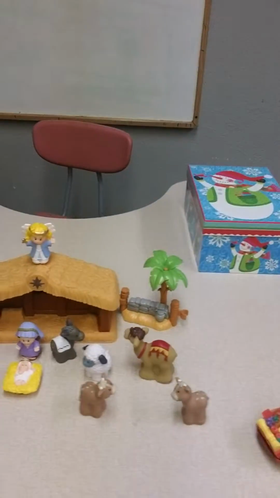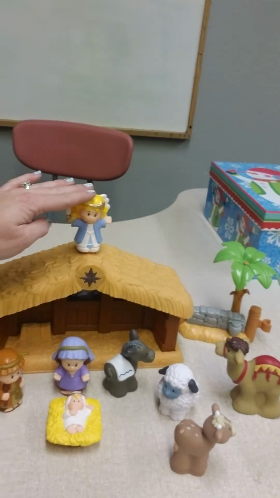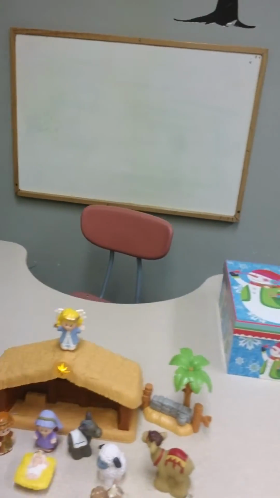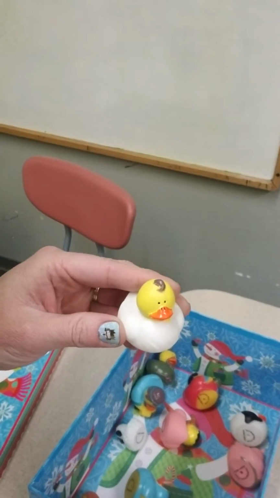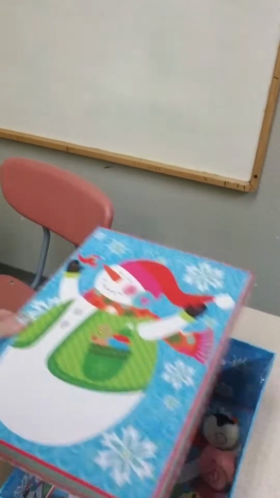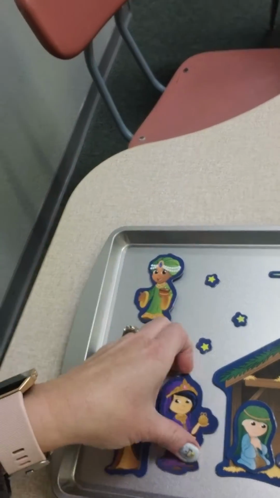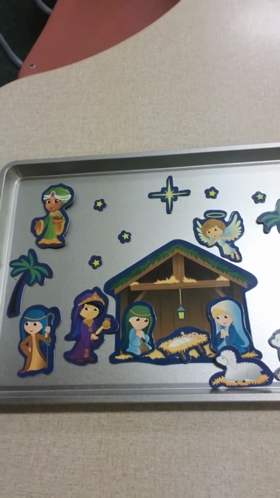There's another one that I just love, the Little People nativity. I don't get any royalties from them, but I just love their set. I think it's very cute. And look, the angel on the roof even lights up and sings. See the star beneath the angel? We'll talk about that in just a moment. I have another box that has some ducky nativity scene pieces in it, even a baby Jesus duck. And I even have in this classroom something from Hobby Lobby, which was a magnetic nativity scene set. So you can use that on your refrigerator. We just use it on a cookie sheet since we don't have a refrigerator here.